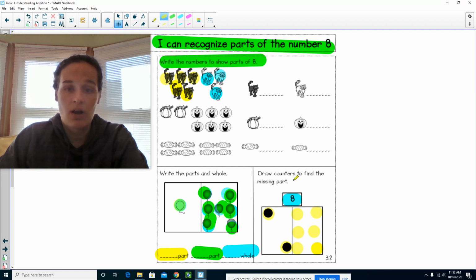Again, those directions said draw counters to find the missing part. So I drew counters to find the missing part. If you want, you could use your counter tool before you draw it. So you could place out 2 counters just like they have here in the picture, and then you could keep grabbing counters until you get to 8. Don't forget that you already have 2 to start. Good luck on your practice sheet.